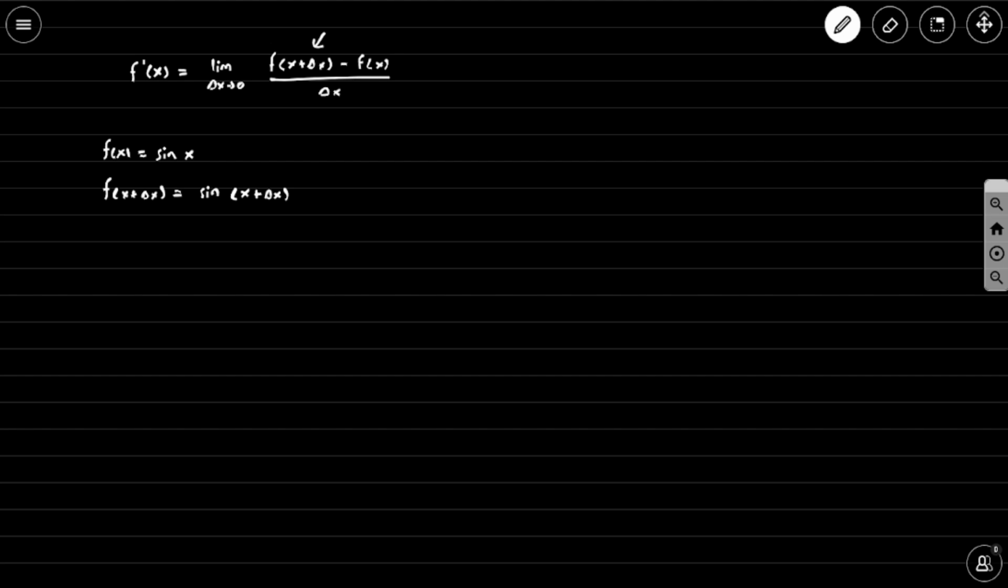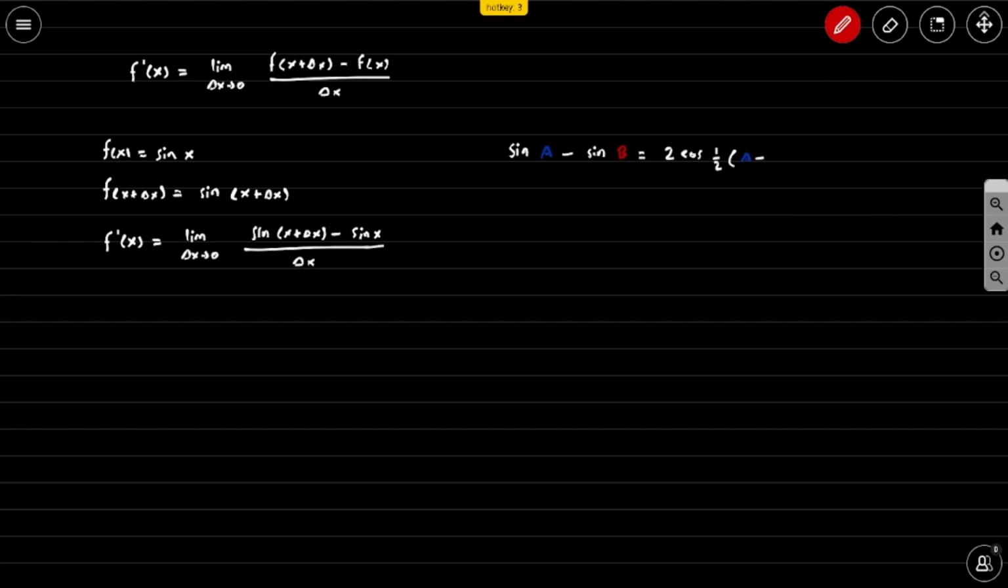Now we know both of these, we can write this as f prime x equal to the limit as delta x approaches 0 of sin of x plus delta x minus sin x over delta x. Now we move into our next step. We know that sin a minus sin b equals 2 times cos of half of a plus b times sin of half of a minus b.